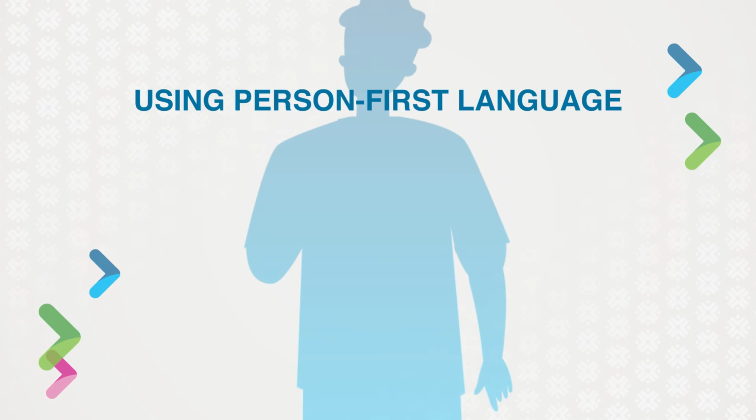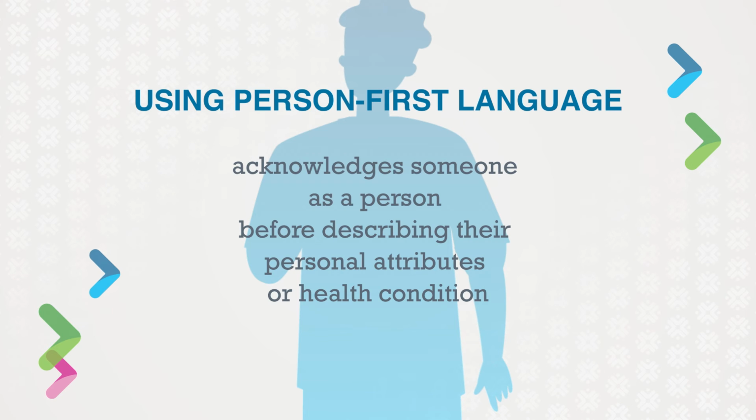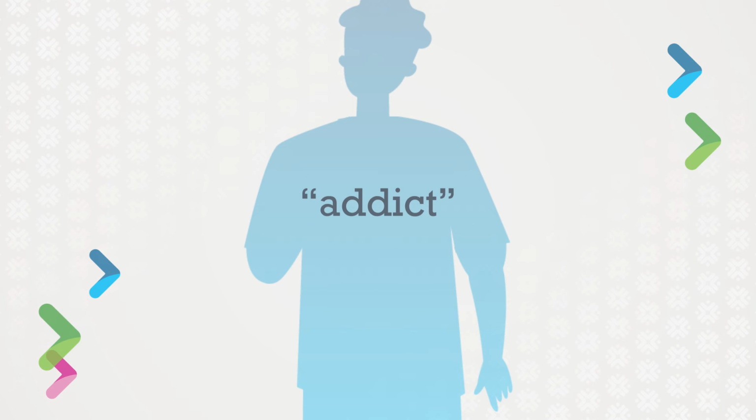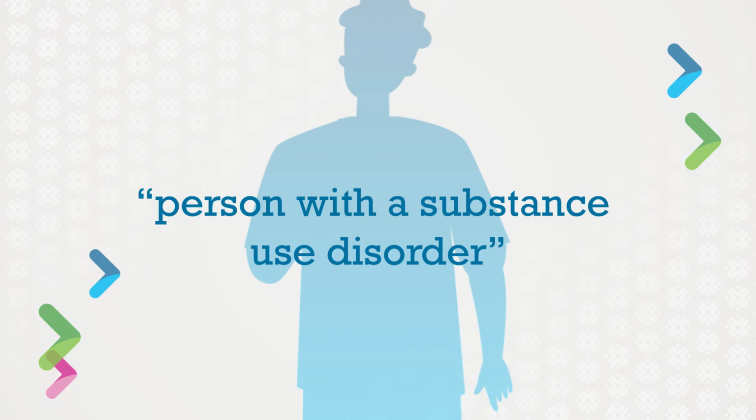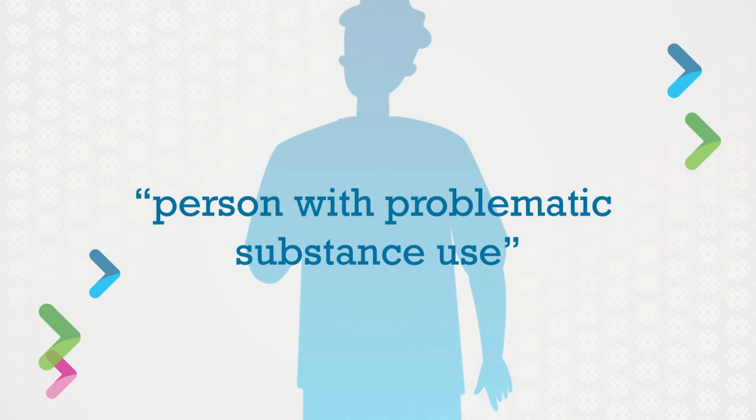Educators are in a unique position to change attitudes when they speak up. When we challenge stigma, we make it safe for youth to share their stories and build shared understanding and compassion. Using person-first language is the first step in combating stigma. Person-first language is language that acknowledges someone as a person before describing their personal attributes or health condition. Instead of addict, say a person who uses substances, a person with a substance use disorder, or a person with problematic substance use. Changing our language can change our perceptions and increase our compassion.